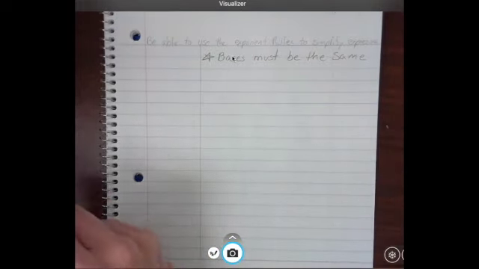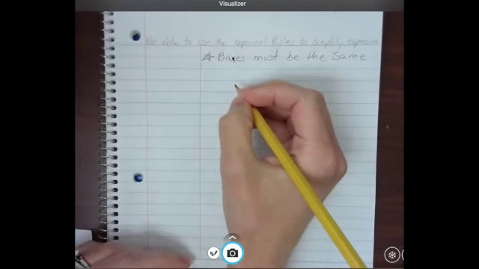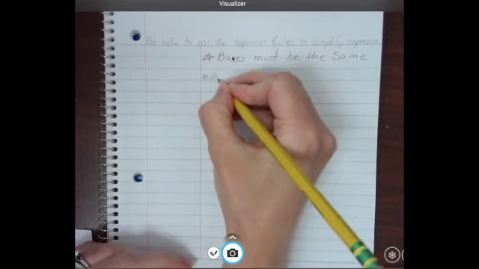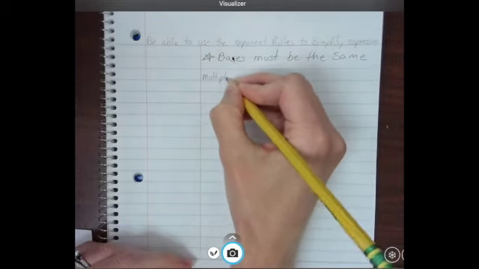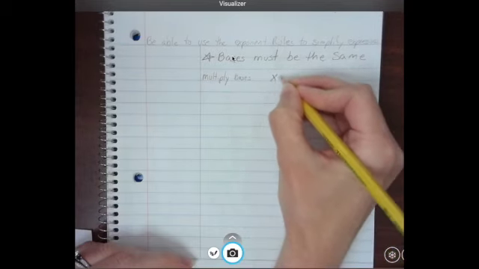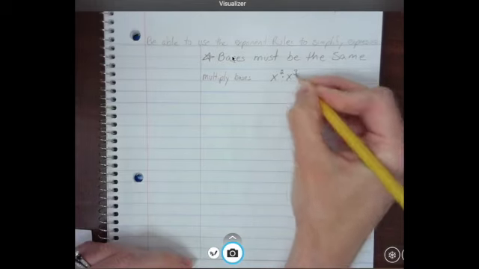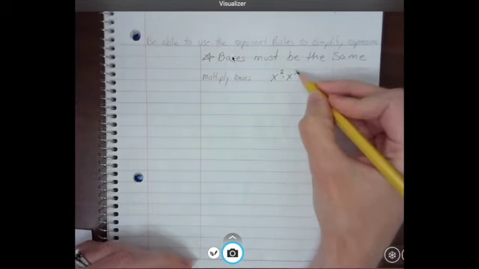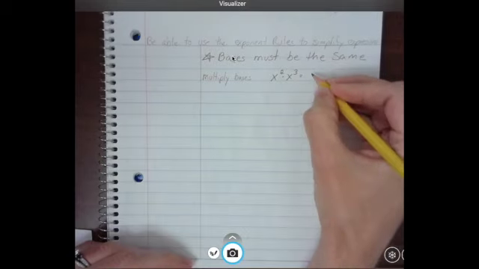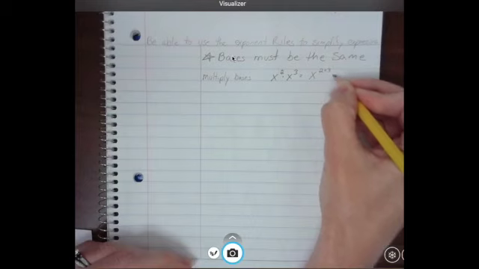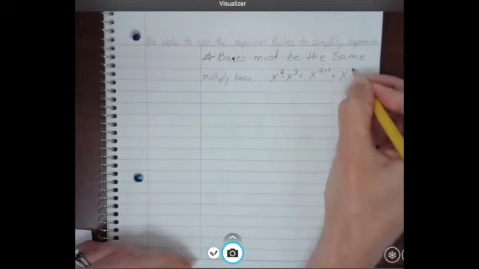The first thing we're going to look at is when we multiply numbers, okay? So when you're multiplying bases, meaning you have like x squared times x cubed. Okay. And what you're going to do is you're going to add the exponents. Okay. So this becomes x to the 2 plus 3, which is going to be x to the 5th.